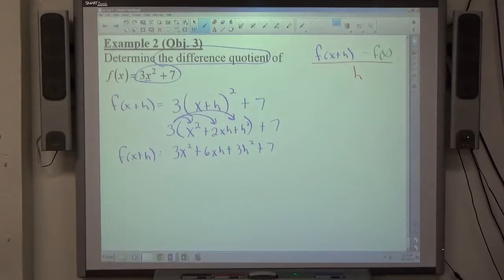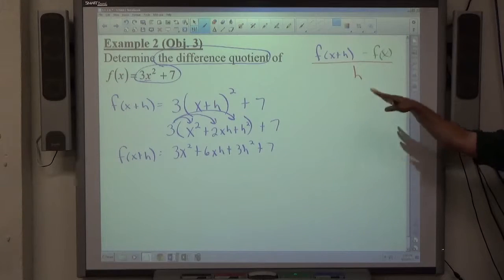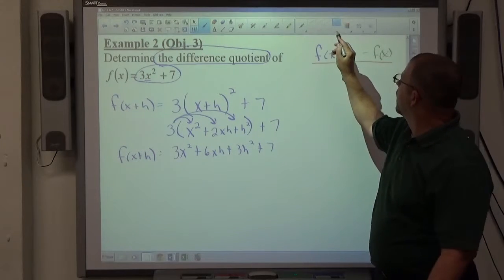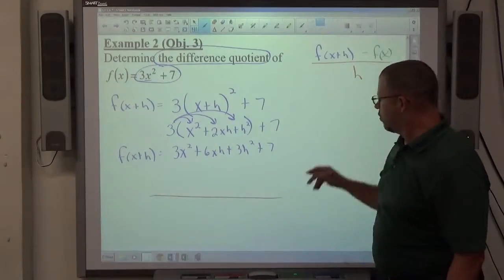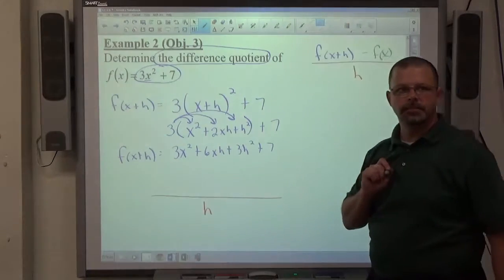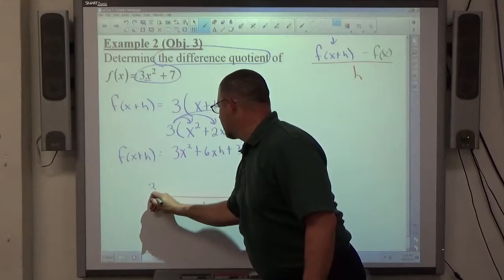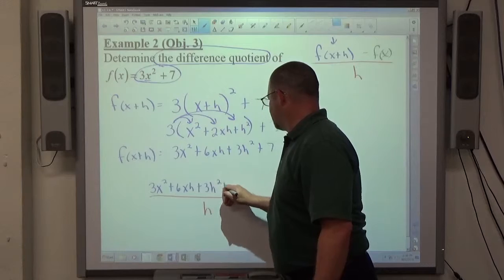That's step 1. I recommend doing step 1 outside of this problem because that's where all the hard work usually is to begin with. All right? Once we create this, it tends to get easier as long as it's a polynomial. If it's not a polynomial, we'll tackle that when we get to it. So, if I take this difference quotient here, h goes on the bottom, right? F of x plus h goes in front, so I'm going to take this expression, 3x squared plus 6xh plus 3h squared plus 7.